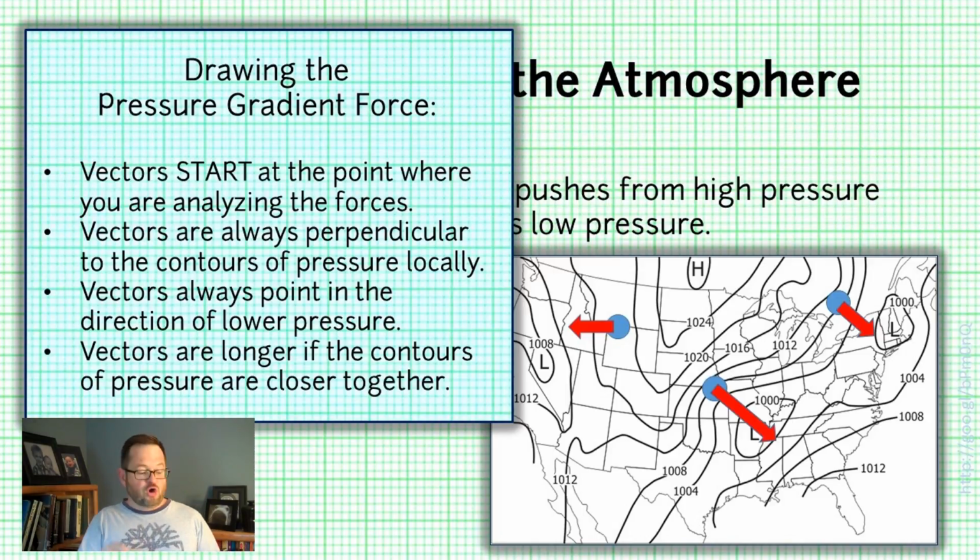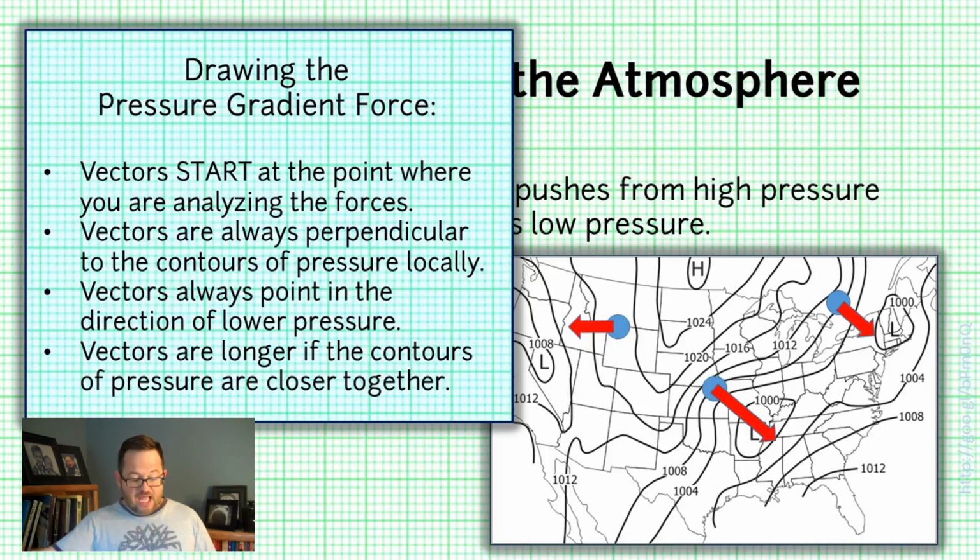And the vectors will always point in the direction of the lower pressure. Now, you want your vectors to be drawn longer when the contours of pressure are closer together, because the pressure gradient force gets stronger the more pressure is changing. If the pressure is all about the same in that area and isn't changing very much over a distance, there isn't going to be very much of a pressure gradient force.